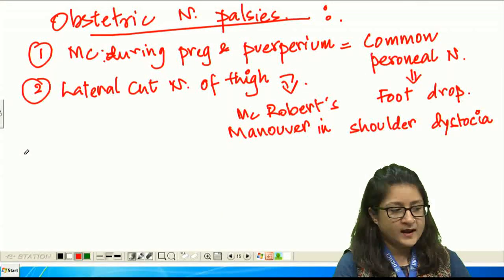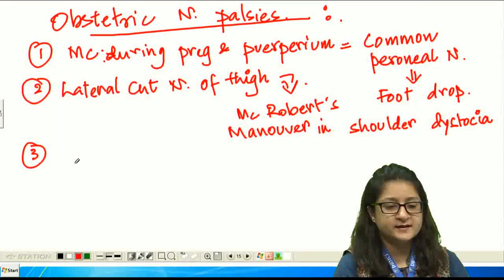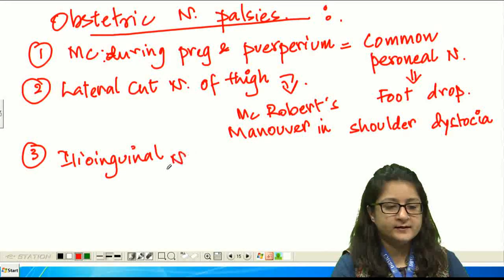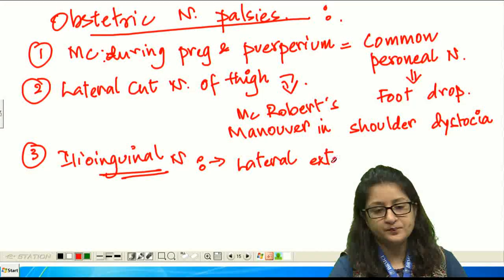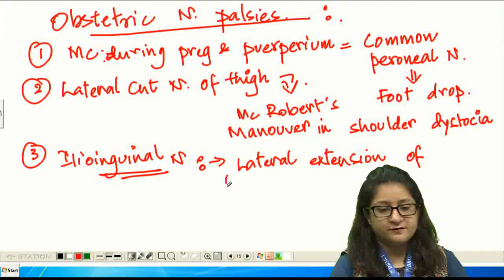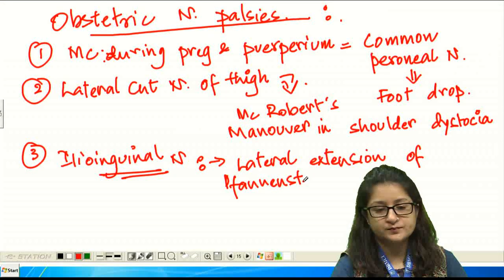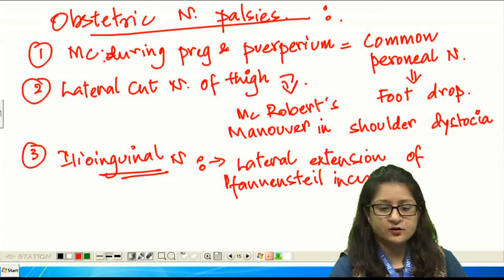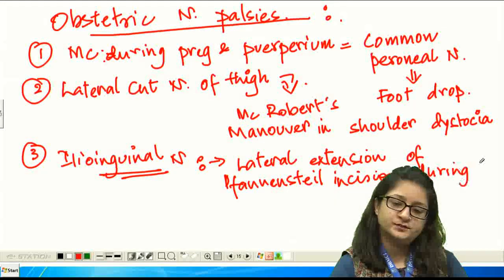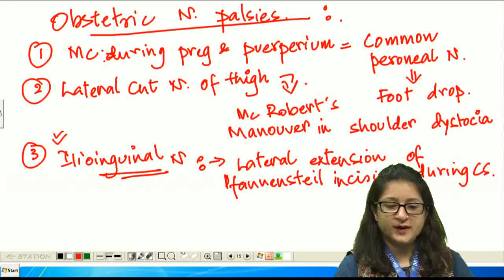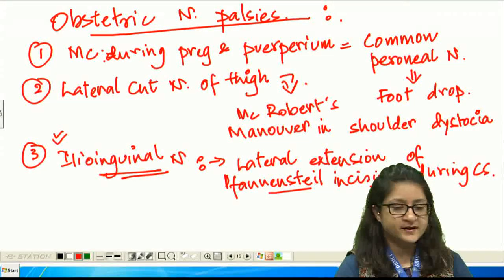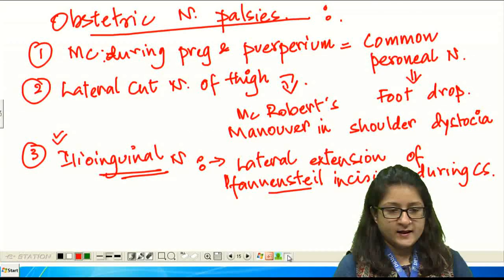All right. Then the third that you should remember is the ilioinguinal nerve. The ilioinguinal nerve can sometimes be damaged in the lateral extension of the Pfannenstiel incision. Lateral extension of Pfannenstiel incision during cesarean section. This is about the obstetric nerve palsies.